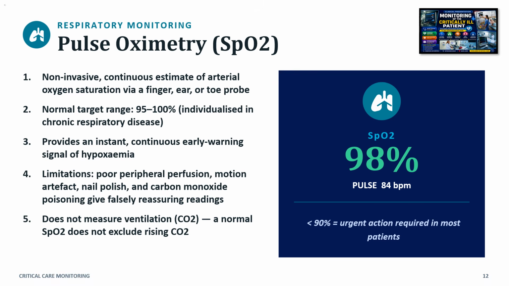5. Does not measure ventilation, CO2. A normal SpO₂ does not exclude rising CO2. This means a patient can still have hypoventilation even with normal oxygen saturation. Example reading: SpO₂ 98%, pulse 84 bpm. Key note: SpO₂ less than 90% equals urgent action required in most patients. This level indicates significant hypoxia requiring immediate intervention.